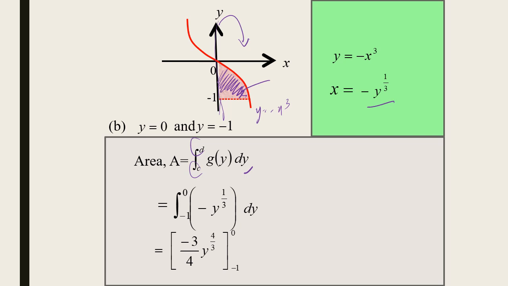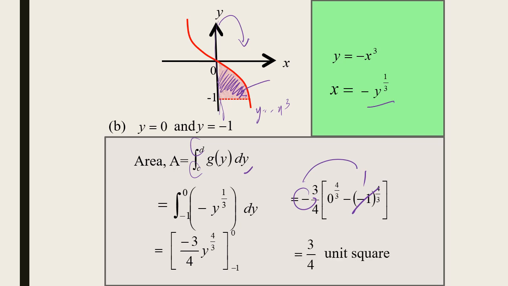Substitute the values: we substitute 0 minus we substitute negative 1. Substituting 0, we get 0. Then 0 minus negative 1 to the power of 4 over 3. Negative 1 to the power of 4 is positive, so we have a positive value here, 1. So negative 1 multiplied by negative 3 over 4 will be positive 3 over 4 unit square. Or you can directly, after you put in the values 0 and negative 1, just use a calculator to avoid careless mistakes. Okay? So this is the answer for question B.